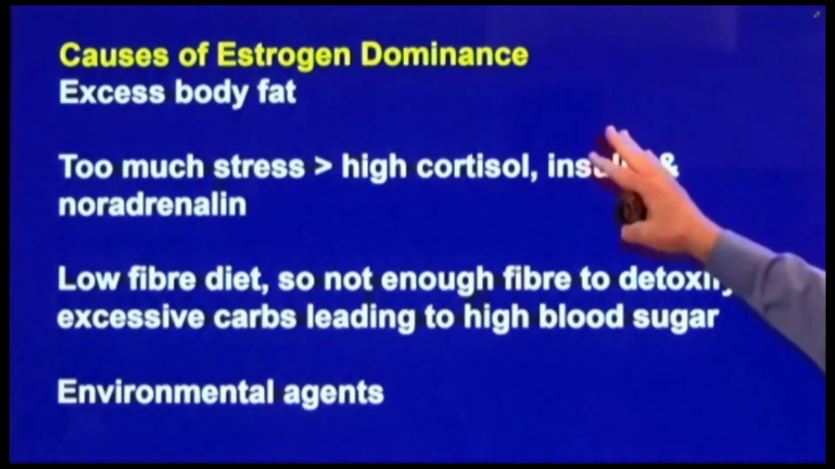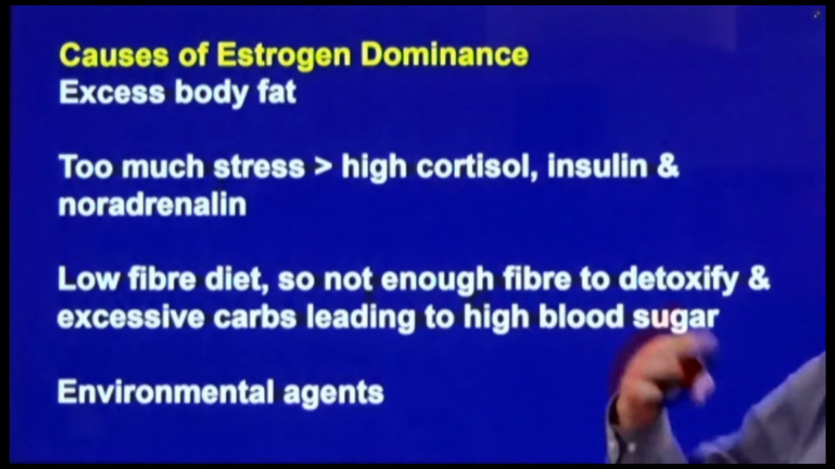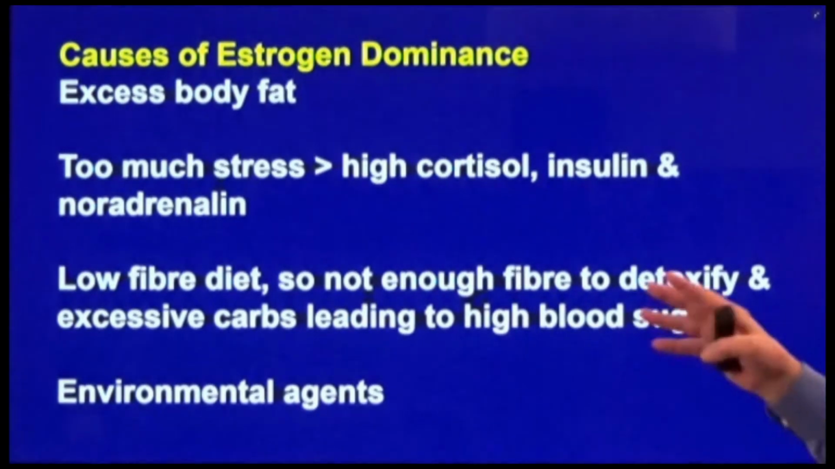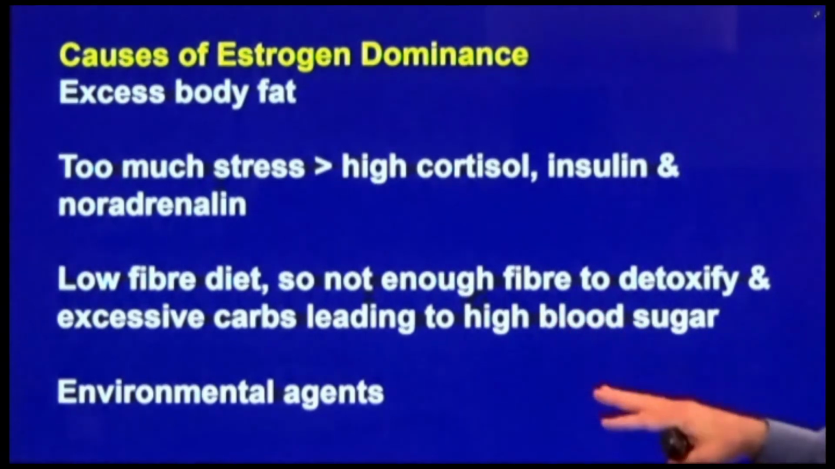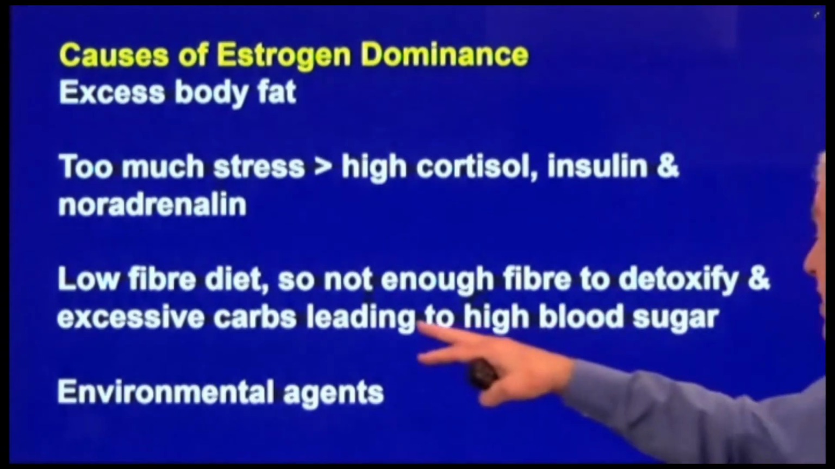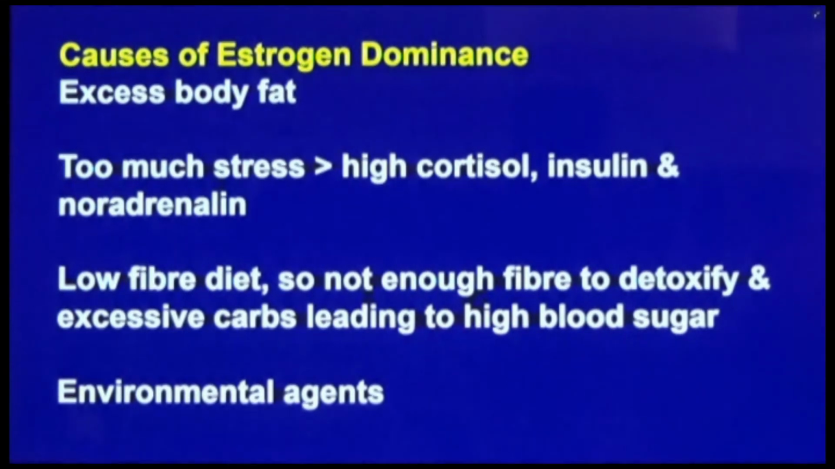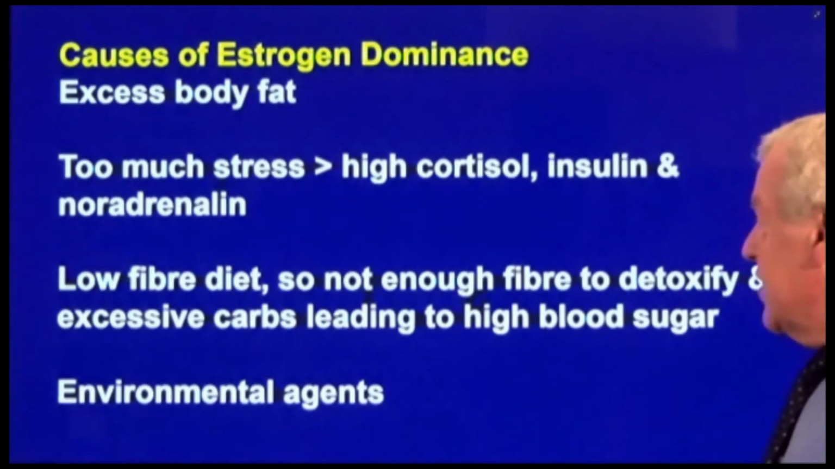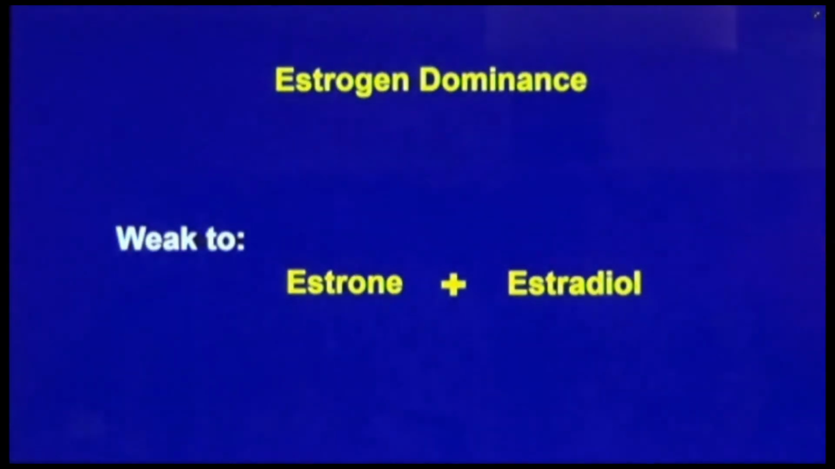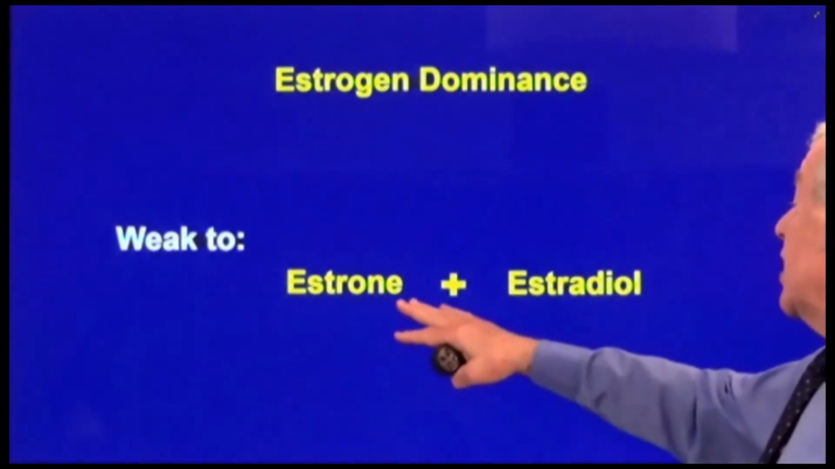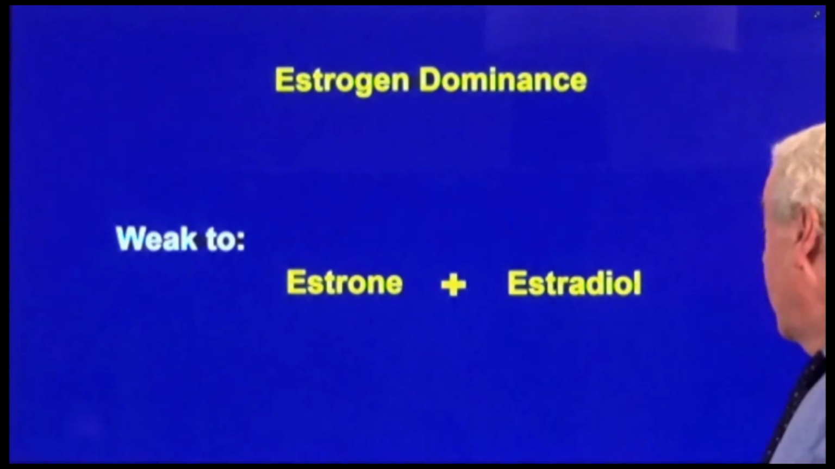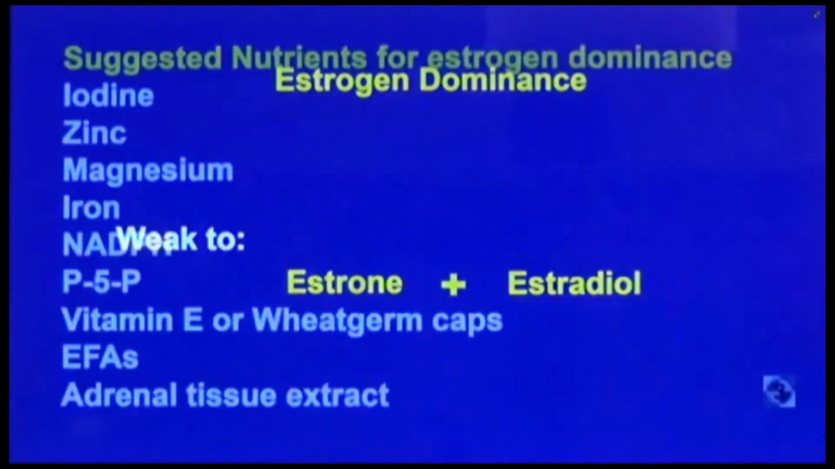Causes generally of estrogen dominance: excess body fat, because body fat produces the estrogens; too much stress, in other words, high cortisol, insulin, and noradrenaline; low fiber diets, so not enough fiber to detoxify; excessive carbs, leading to high blood sugars; and many environmental agents such as toiletries and cosmetics, which are full of xenoestrogens. So to test for estrogen dominance, we challenge the person with estrone and estradiol together.